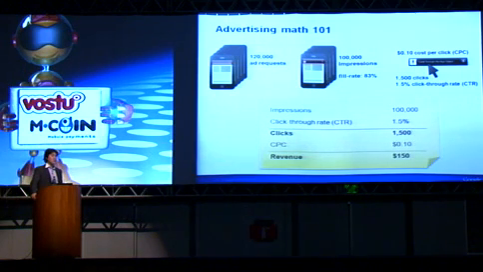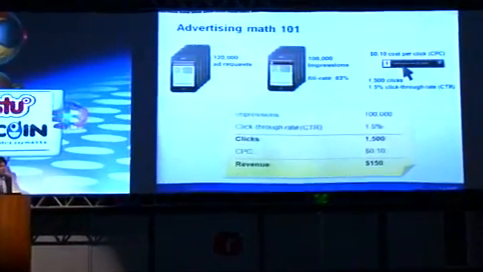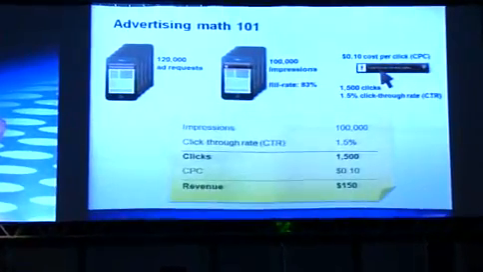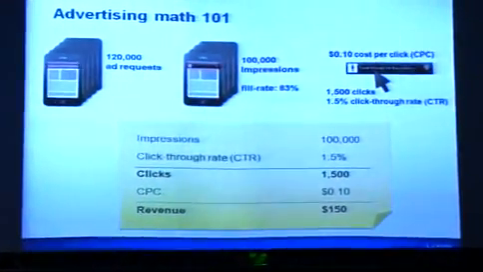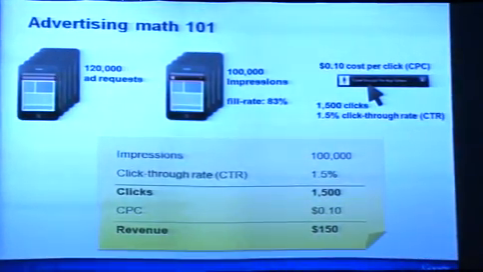So how many times do your gamers click on the ads once they see them? If we assume a 1.5% click-through rate, so 1,500 times it's clicked on from those 100,000 impressions, and we're able to get an average 10 cents per click, that leads to $150 of revenue based on those 120,000 ad requests. And so it's just a question of engagement. It's a media model like anything else.